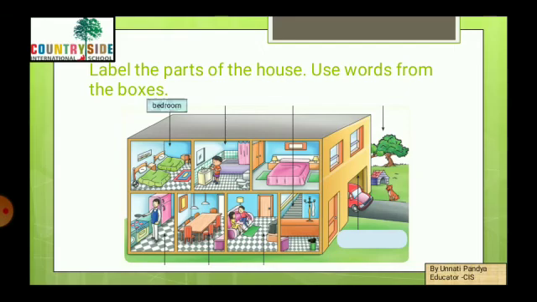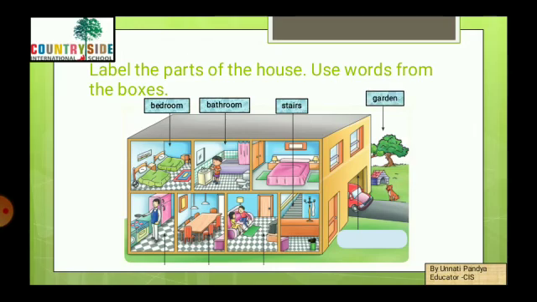The first one, we have two beds, so therefore it is a bedroom. The second one, we can see a child brushing his teeth. That is a bathroom. Below, there are stairs. There is a garden that we can see behind the house.